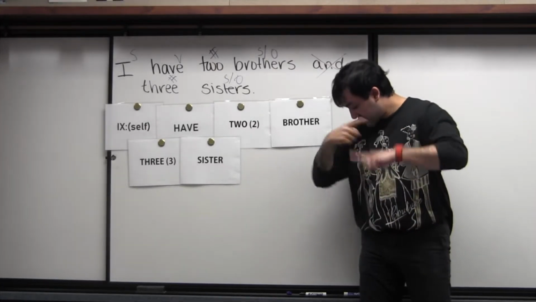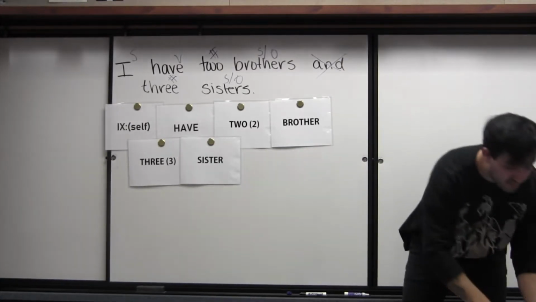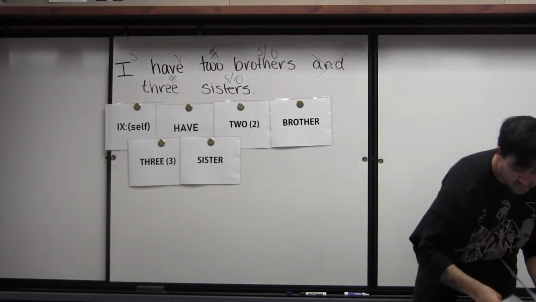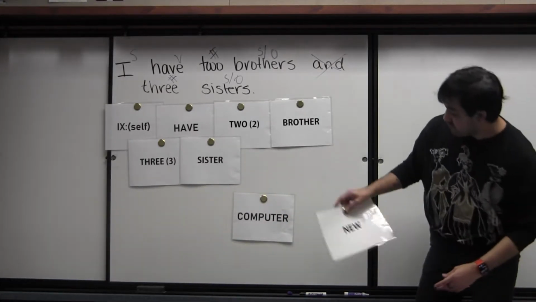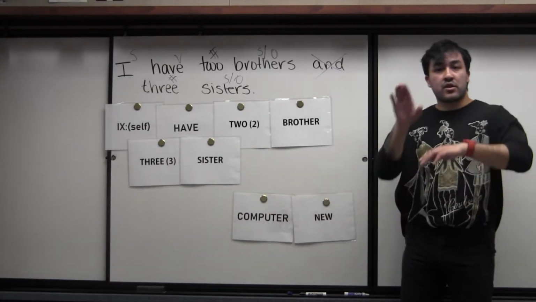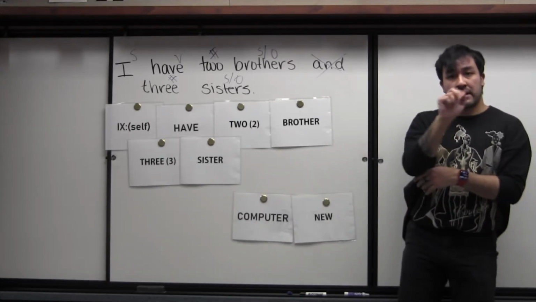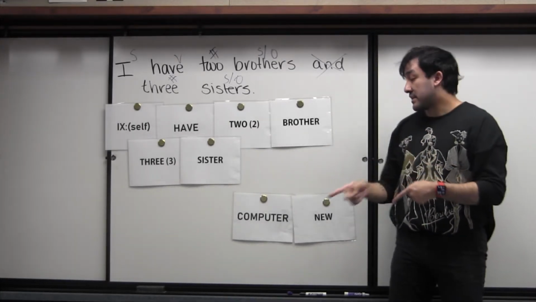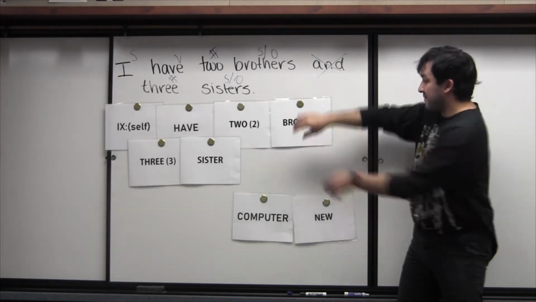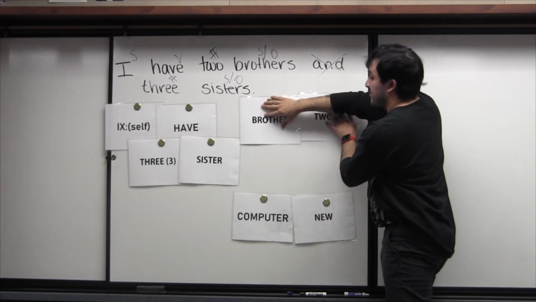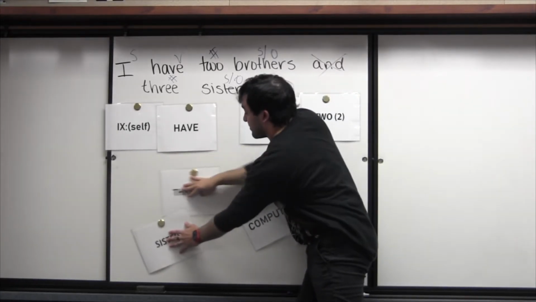Now we do remember the noun adjective rule, right? Nouns first and then adjective. So new computer is going to be computer new, right? Computer and new, right? We would always follow that computer new, noun, adjective format, right? And so we're going to apply that to numbers as well. So we're going to go ahead and switch brother and 2 and sister and 3.